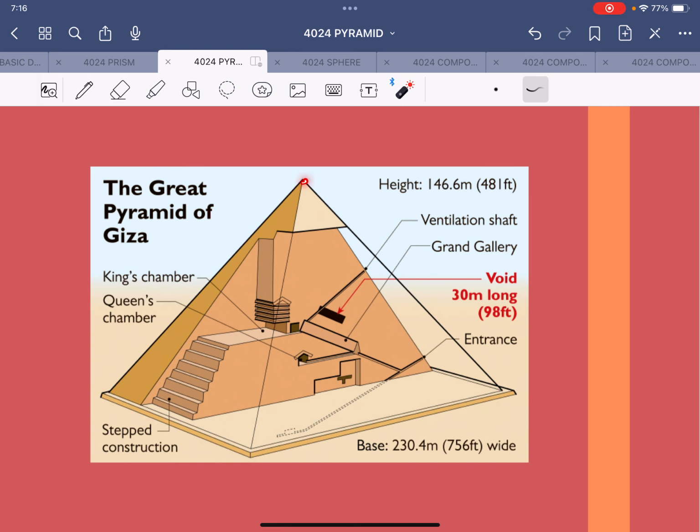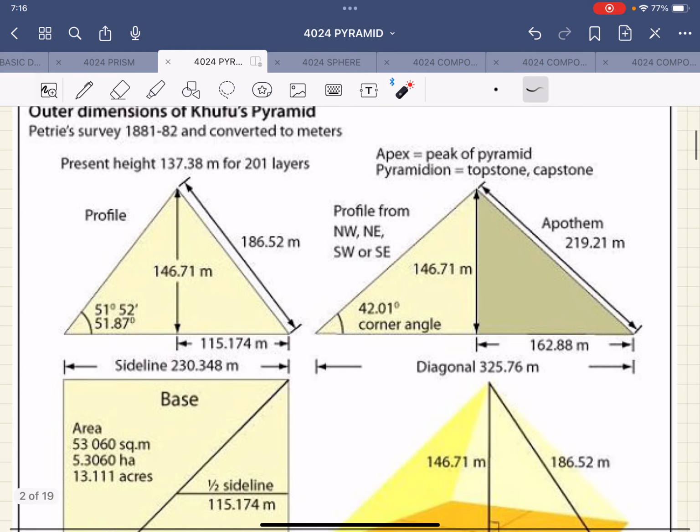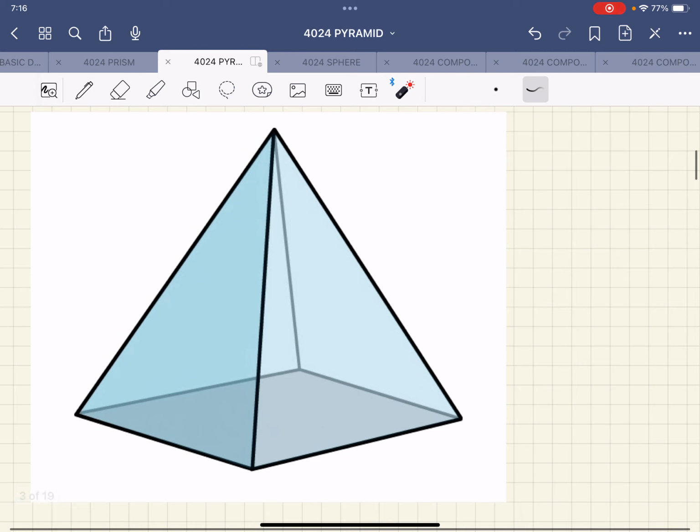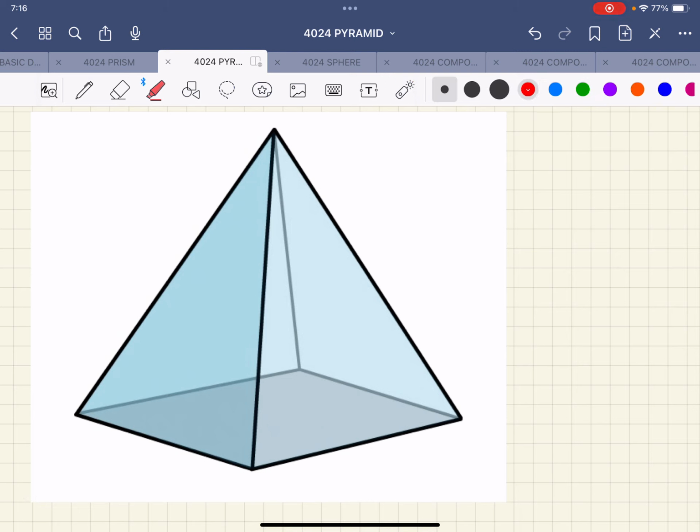We are interested in the number of vertices of the pyramid, the number of faces of the pyramid, and all the calculations associated with it. So let's look at this diagram. Let me grab a marker and let me label this side over here.